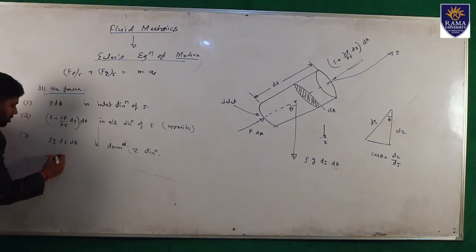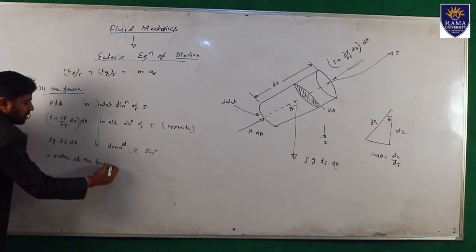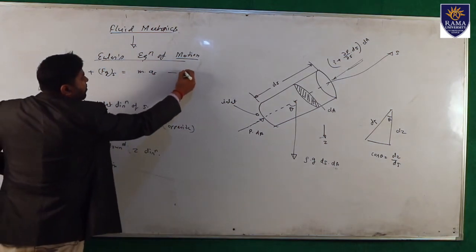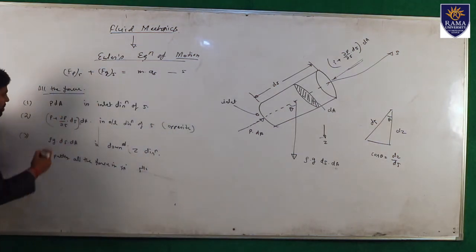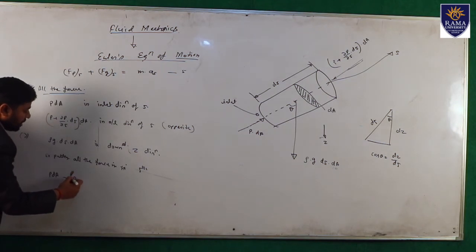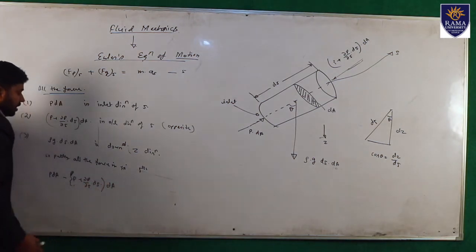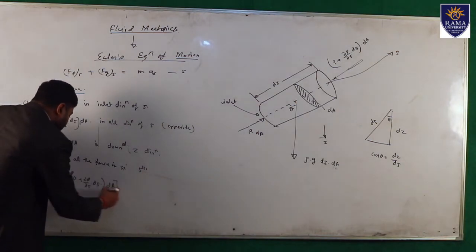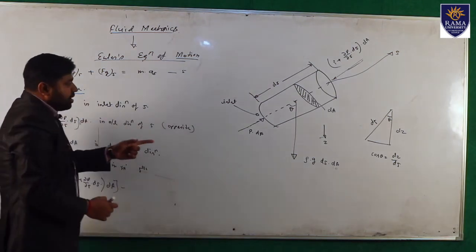So putting all the forces in equation number 5. So what will this be? Pressure force P dA with a positive sign, minus, because it is in the opposite direction, P plus del P upon del S into ds, taking it completely in a bracket, into dA. Now this is a complete negative sign. Then minus, what is this?